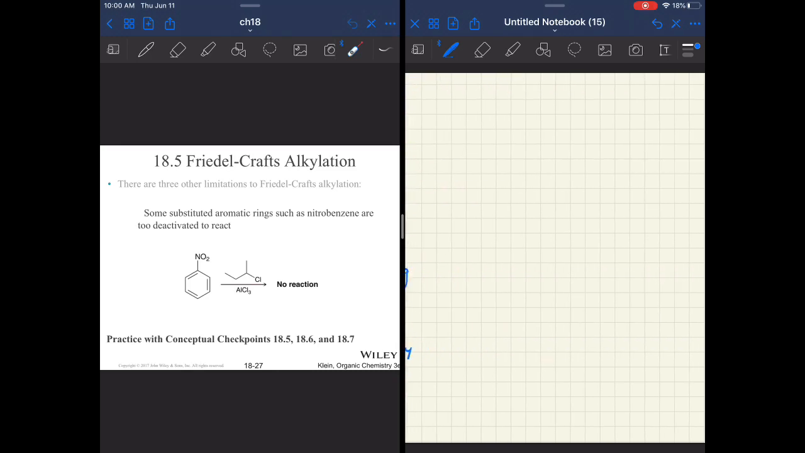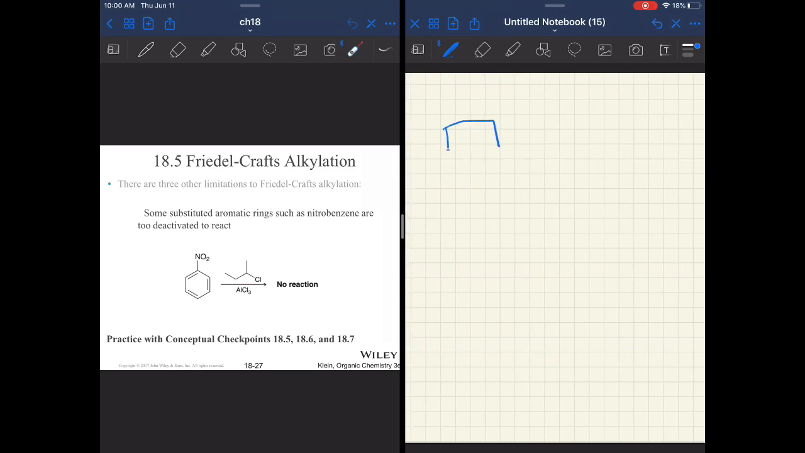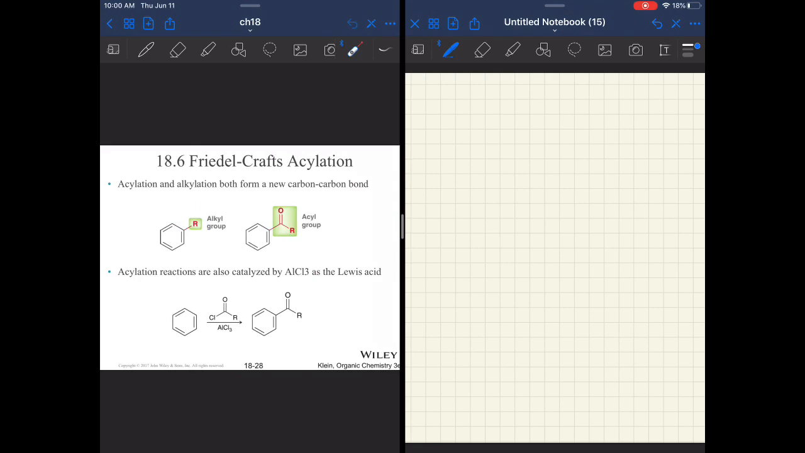So what would a problem like that look like? Well, I have no reason to draw it. It would look like this. If I gave you this, the correct answer would be no reaction, or just the starting material. Now we're going to address some of these concerns with Friedel-Crafts acylation, and let's take a look at that.